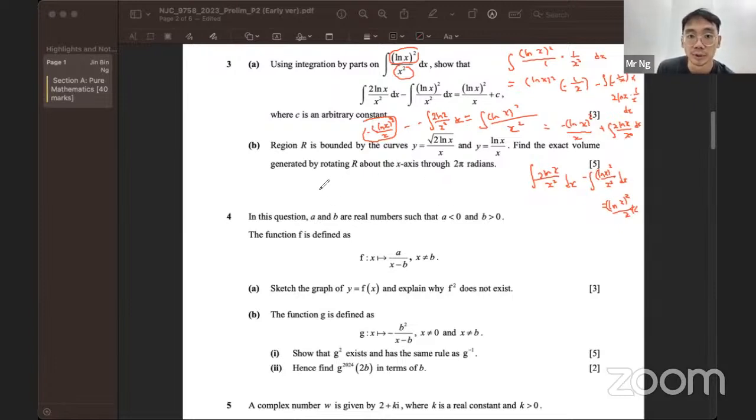Let's move on to 3B. Bounded. Okay, so you see part A and part B, right? It means they are not related, instead of part 1 and part 2. I think they are not related. Only generated by this. I always advise my students to plot the graph first so you really understand what is the area that they are talking about.